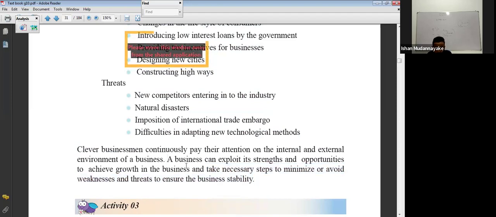Please highlight this one, one of the important points. A business can exploit strengths and opportunities, and then needs to minimize the impact of weaknesses and threats.